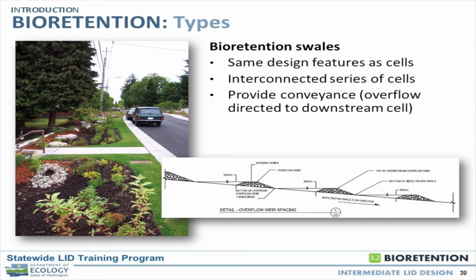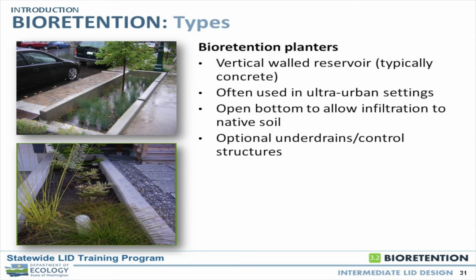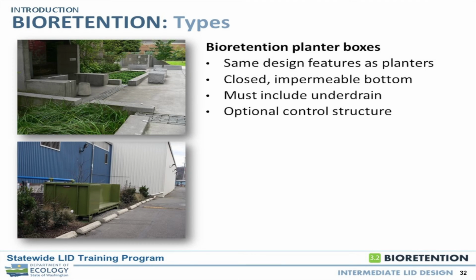Swales are the same as cells really, but they're interconnected, and there are various ways to interconnect them. And planters, you would see these implemented primarily in ultra-urban areas. This is a picture of 12th and Montgomery in Portland, and then a mystery Seattle planter at the bottom. I can't remember where this one is. Vertical walled, open bottom to allow infiltration to the subgrade. And again, could have control structures. Now the planter boxes, same thing, they're just fully enclosed. So these are the definitions we've adopted for this part of the world.